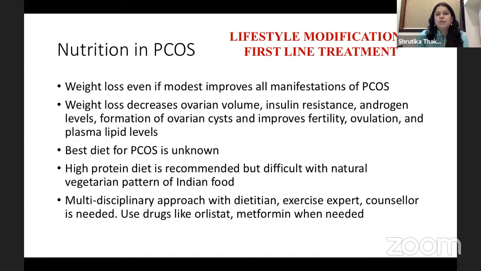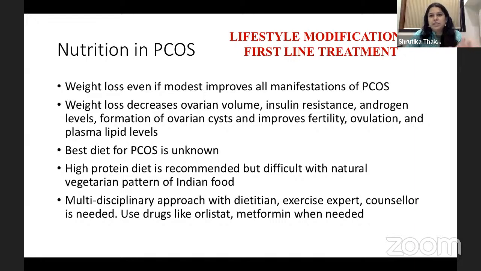And when required, we should advise them drugs like orlistat, metformin, myo-inositol, etc. to achieve that weight loss. Weight loss, even if it is modest, improves all manifestations of PCOS. We see that when women lose weight, and roughly you have to give them a goal. You can't just say go lose weight. You have to give them a weight loss goal.